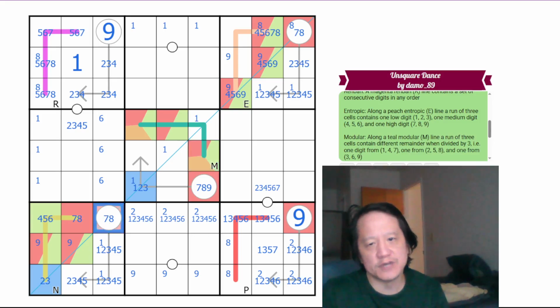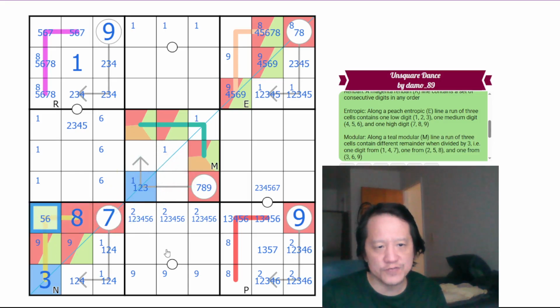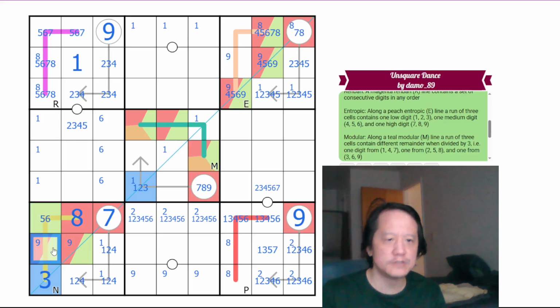Can this work as 7? I don't think so. So if this was 7, this becomes 1, 2, 4 here. That means this can't be 2, it's 3. That would force this to be 8. But this can't be 4, it's 5 or 6. But the problem is this digit cannot be consecutive with any of the other digits.